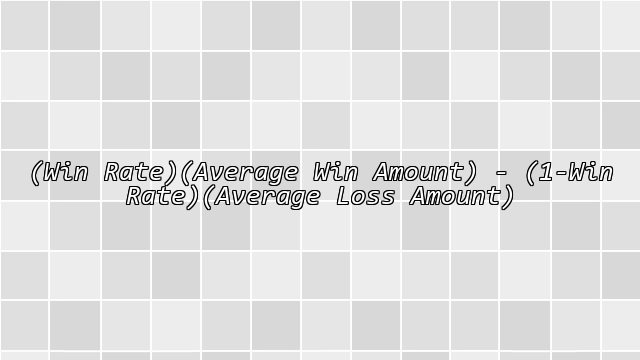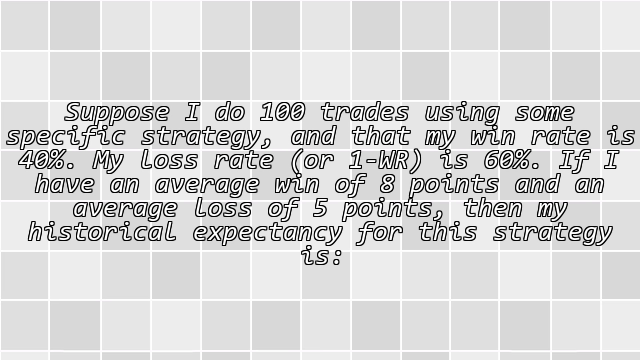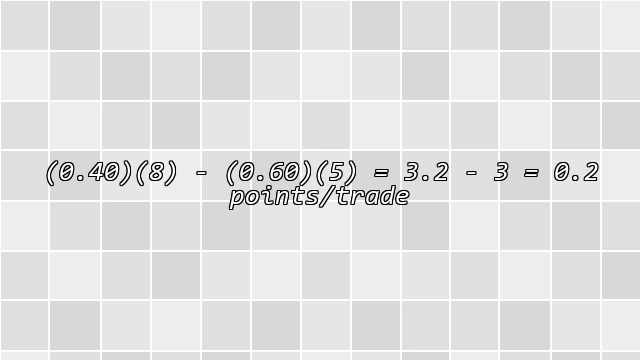The formula for expectancy is win rate times average win amount, plus (1 minus win rate) times average loss amount. Suppose I do 100 trades using some specific strategy and that my win rate is 40%. My loss rate, or 1 minus WR, is 60%. If I have an average win of 8 points and an average loss of 5 points, then my historical expectancy for this strategy is 0.4 × 8 minus 0.6 × 5, which equals 3.2 minus 3, equals 0.2 points per trade.